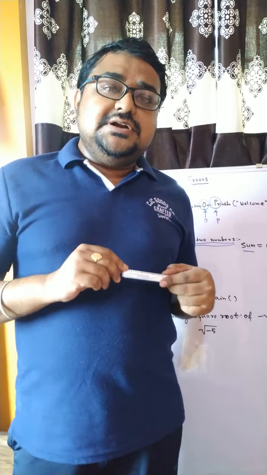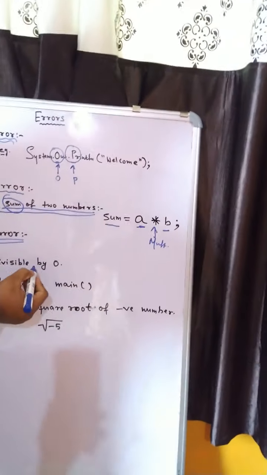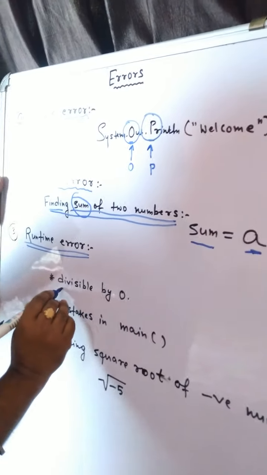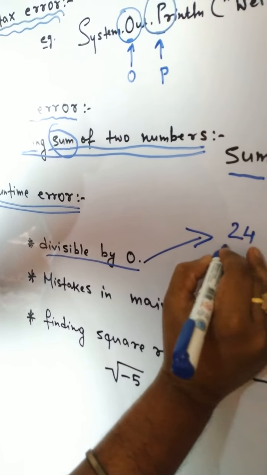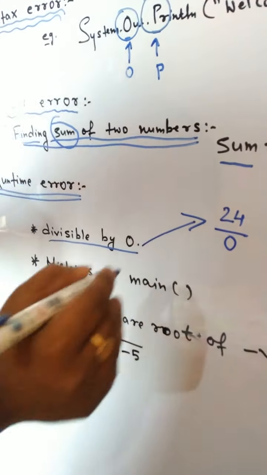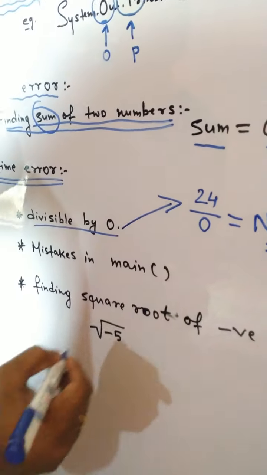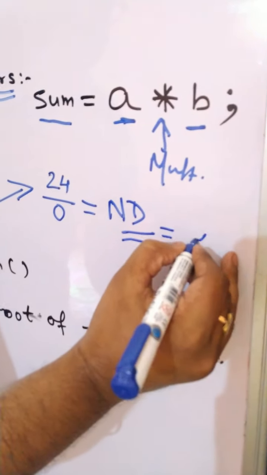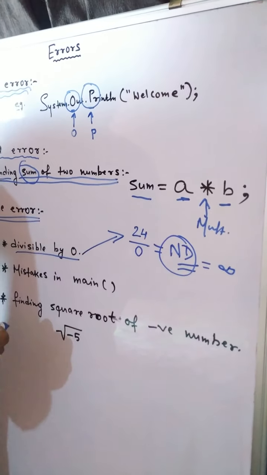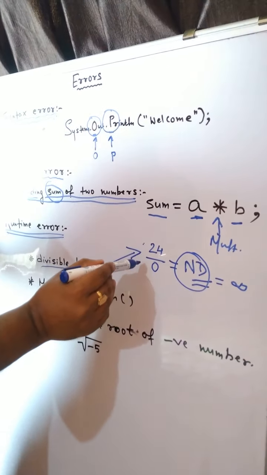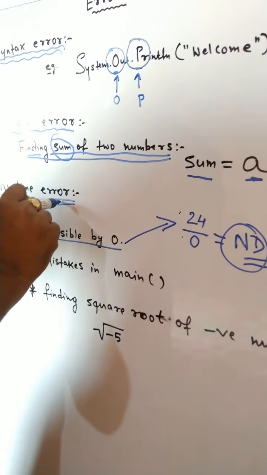Okay, now there are 2-3 points. You see that the first one is if a number is divisible by 0. If a number is divided by 0, see the example. If I am writing here 24 and I am dividing by 0, in mathematics it is called ND, that is, not defined. Some books in class 11th and 12th mathematics show infinity, but the correct answer is what? Not defined. If a number is divided by 0, that is not defined. And when this type of situation comes, it is called which type of error?